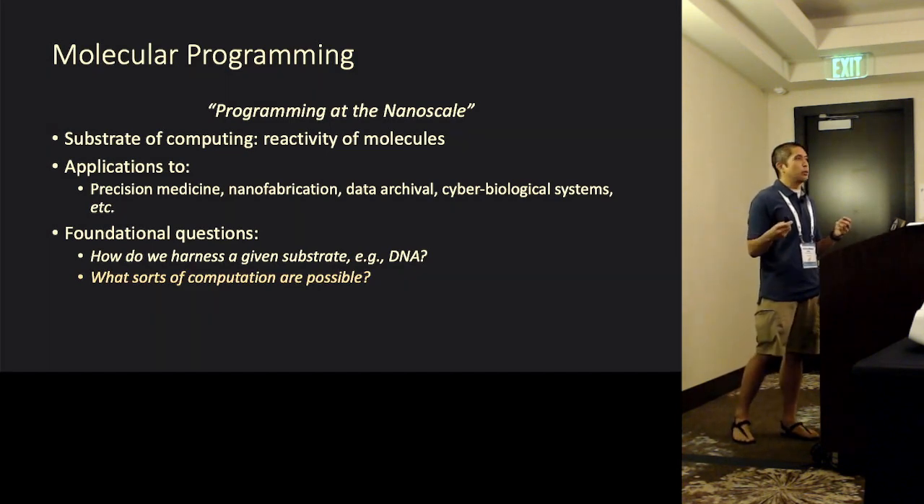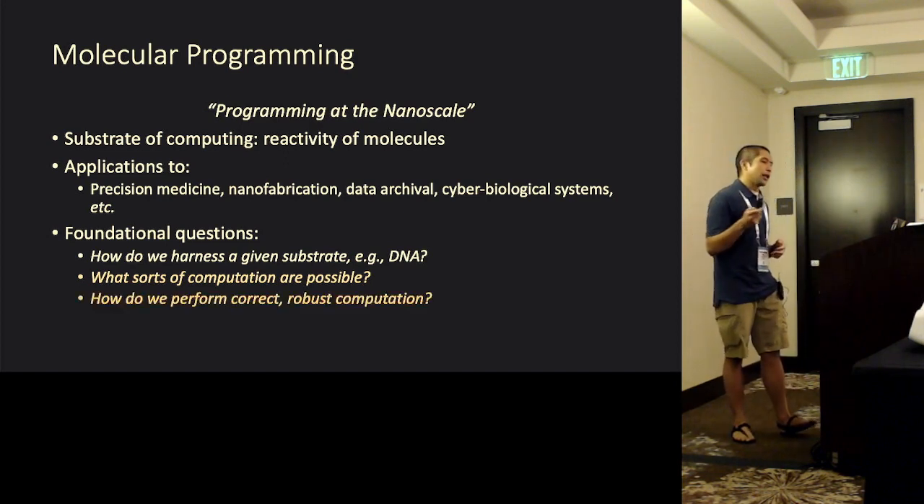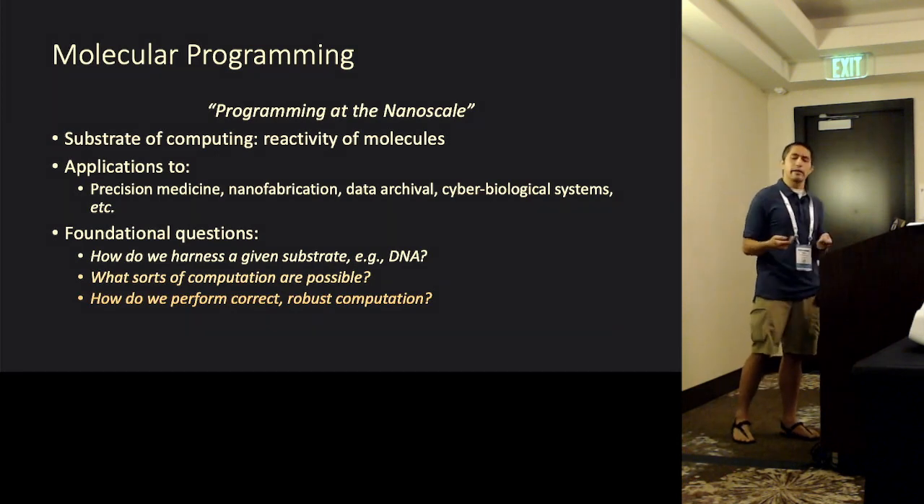Are we able to do Turing-complete computation, or are we stuck with subsets of computation that may or may not capture what we want? A little bit closer to home now. Getting closer now, right? How do we perform robust computation?